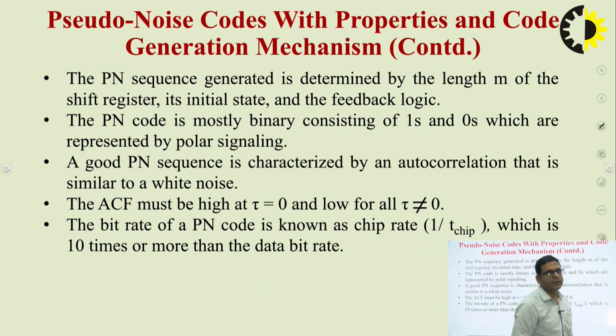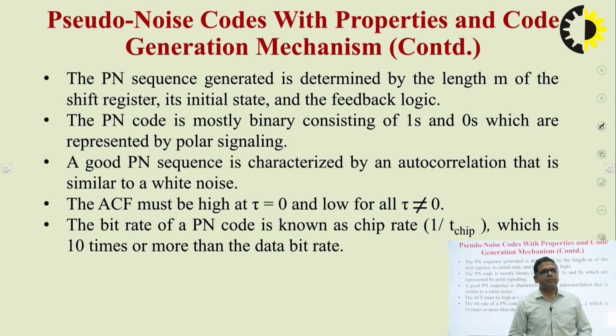The length of the PN sequence is determined by the length of the shift register, the initial state, and the feedback logic. The feedback logic basically represents the Boolean expression which we use to compute the input of the first flip-flop in the feedback shift register. Mostly the PN code is represented by a binary string of ones and zeros, and these ones and zeros are represented by polar signaling.